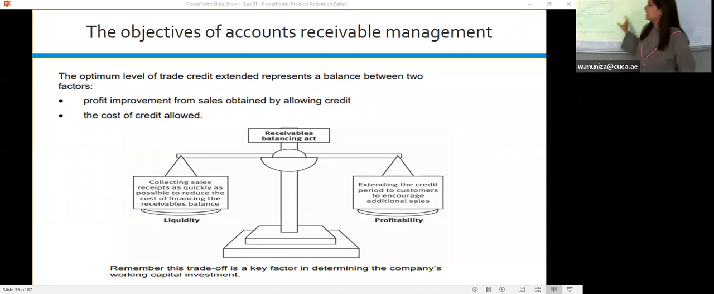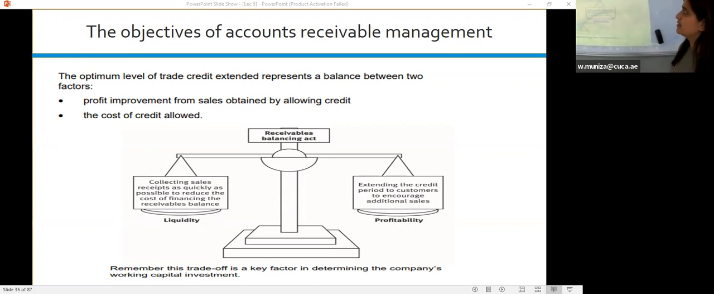So we should not be increasing our receivables on the cost of liquidity, because as I've told you so many times, the debts have to be fulfilled using the cash, not using the profit. So they say the optimum level of trade credit extended represents a balance between two factors. Profit improvement from sales obtained by allowing credit, and the cost of credit allowed.